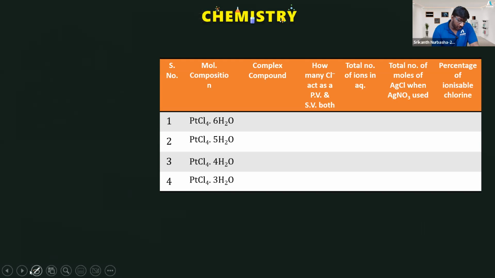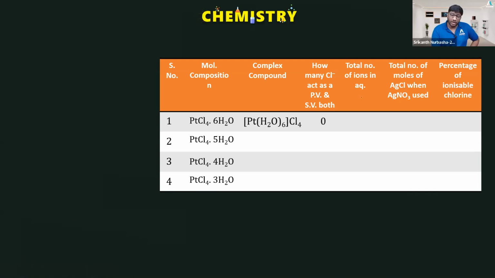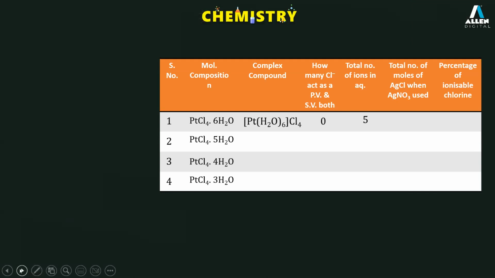PtCl4.6H2O. What is the complex compound? How to write the complex compound? I have to write all 6 H2O inside and 4 chlorines outside: [Pt(H2O)6]Cl4. How many Cl minus act as both primary valency and secondary valency? 0. Very good. Total number of ions in aqueous solution? 5. Very good.